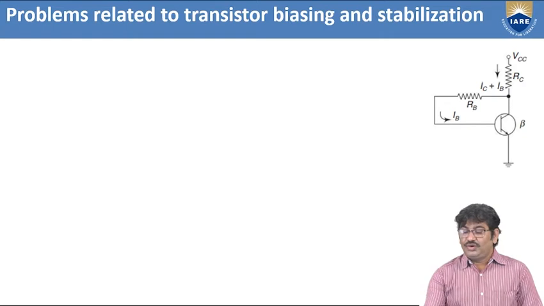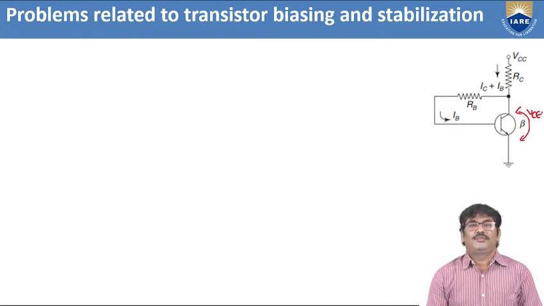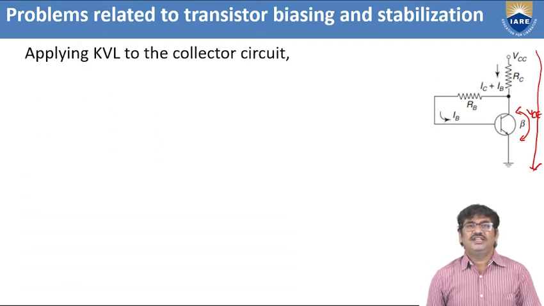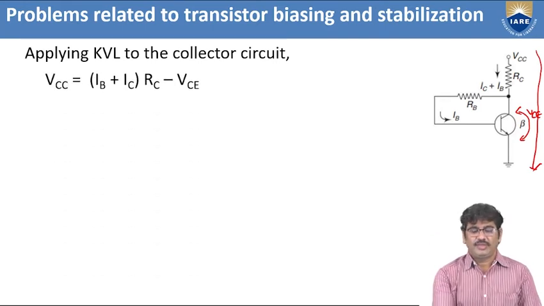Next, we need to find out the voltage drop across collector to emitter. So for this, we will write the KVL expression at the output circuit. The output circuit is comprised of VCC, RC and collector to emitter. So the KVL expression is given as VCC is equivalent to (IC plus IB) into RC plus VCE.